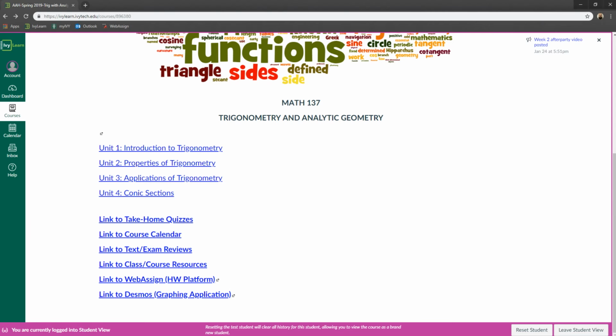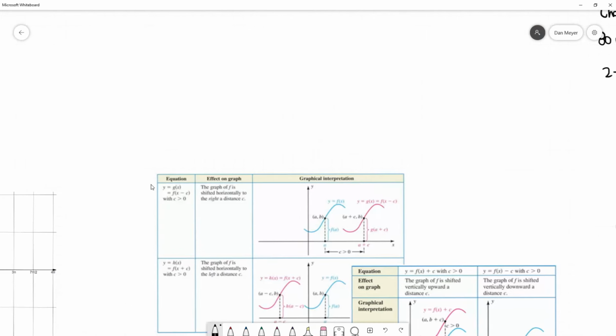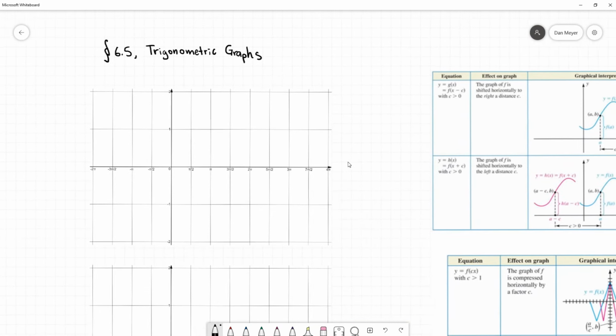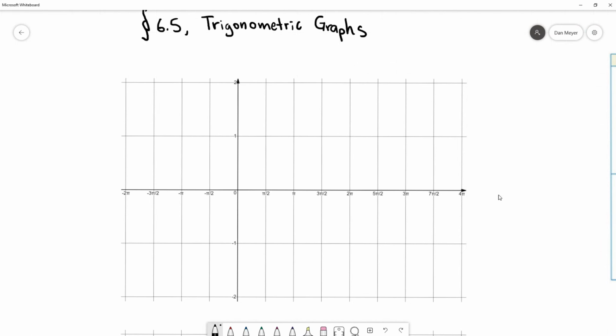All right. So in order to get ready for the test, we got to finish up the last couple parts of Chapter 6, and the first part that we're going to do is 6.5, where we're going to dig more into the trigonometric graphs. Actually, we're going to be exploring the graphs of sine and cosine a little bit more closely.